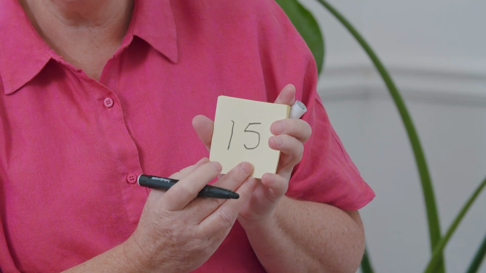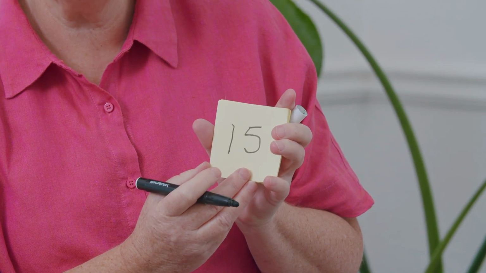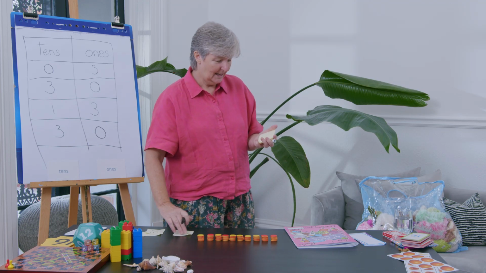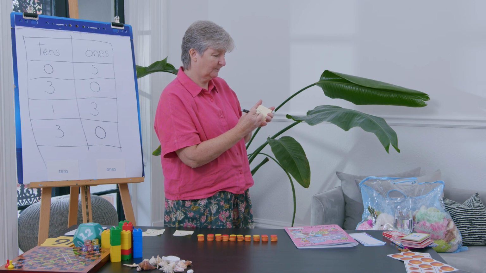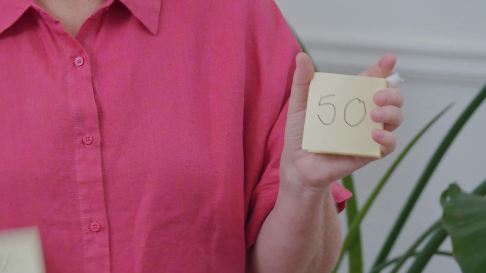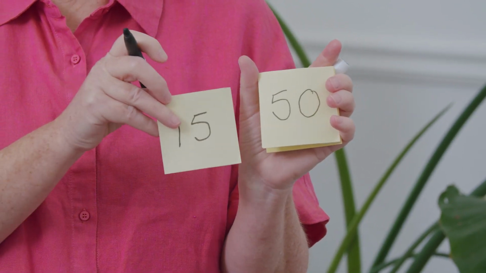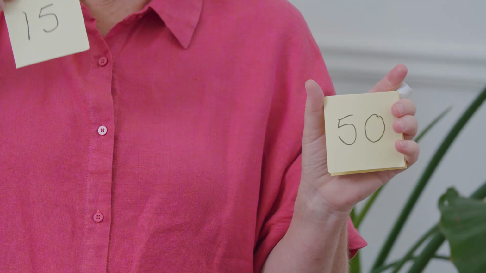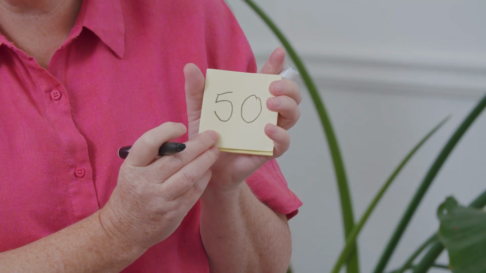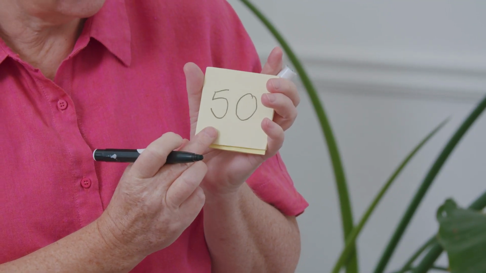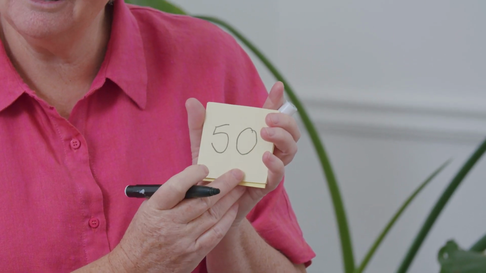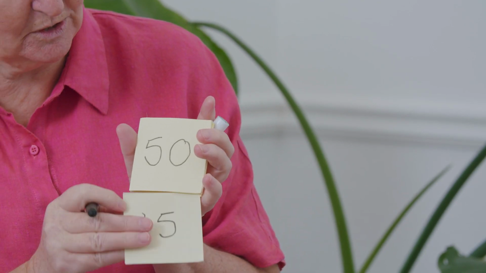Can you please record that on your tens and ones chart now? Good job. Not to be confused with the one that looks like this. Sounds very similar, doesn't it? 15 and 50. But 15 has only got 1 ten in it, whereas 50 has how many? That is correct. 5 tens. How many ones? No ones. So let's have a look at the difference between those two.